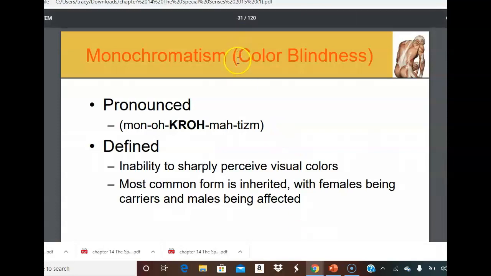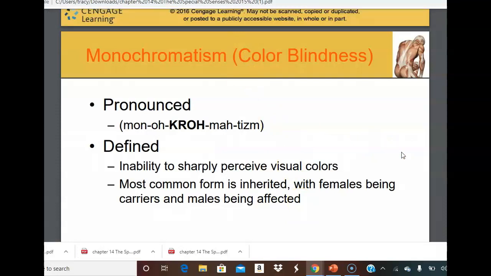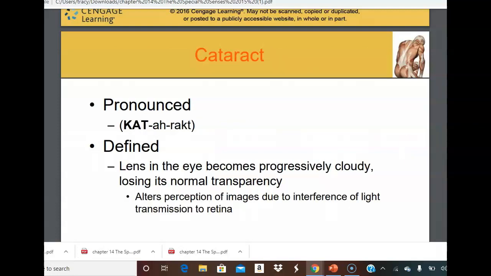Okay, so monochromatism is the official term for color blindness. If you were to see the word achromatism with A in front instead of mono, that would basically mean lack of or without. So that would be someone who basically doesn't have any of those cones to see red, green, or blue, and they would mostly see in different shades of gray. Okay.